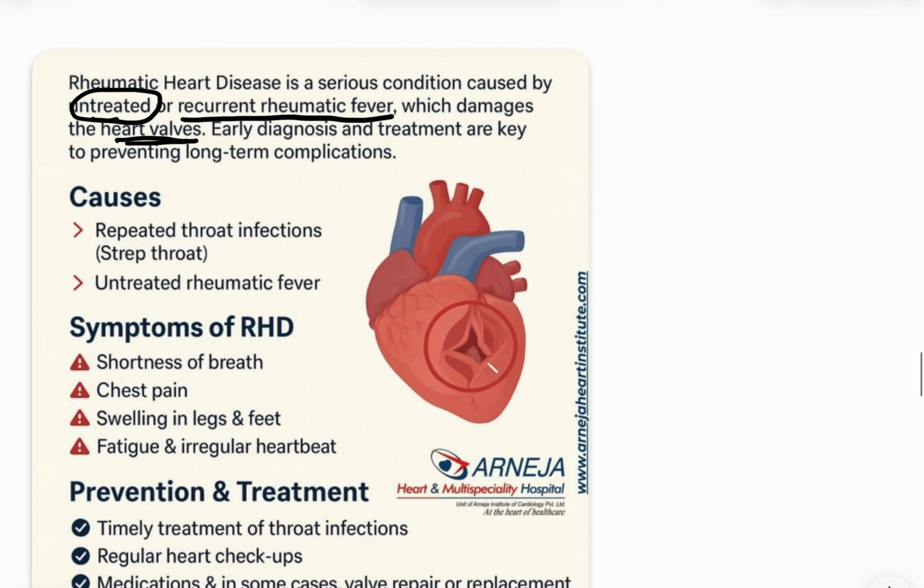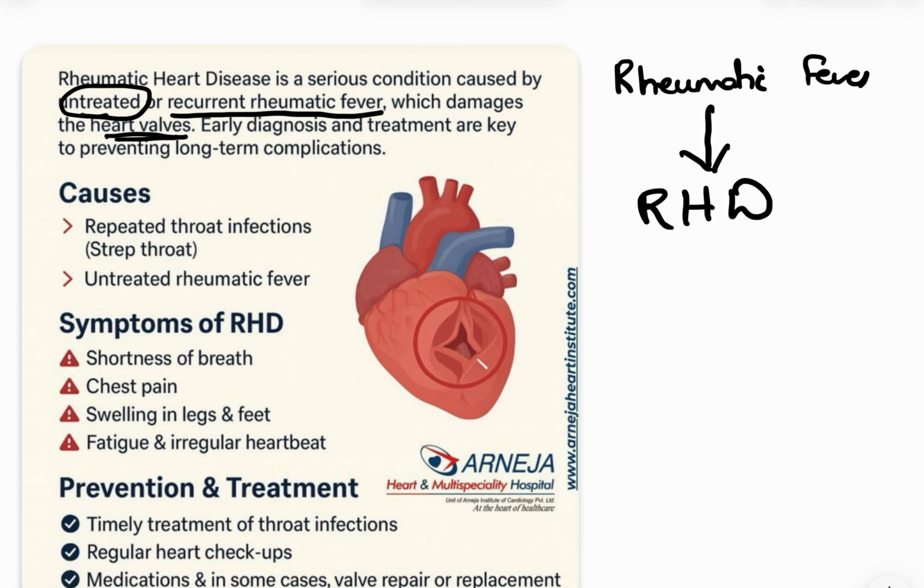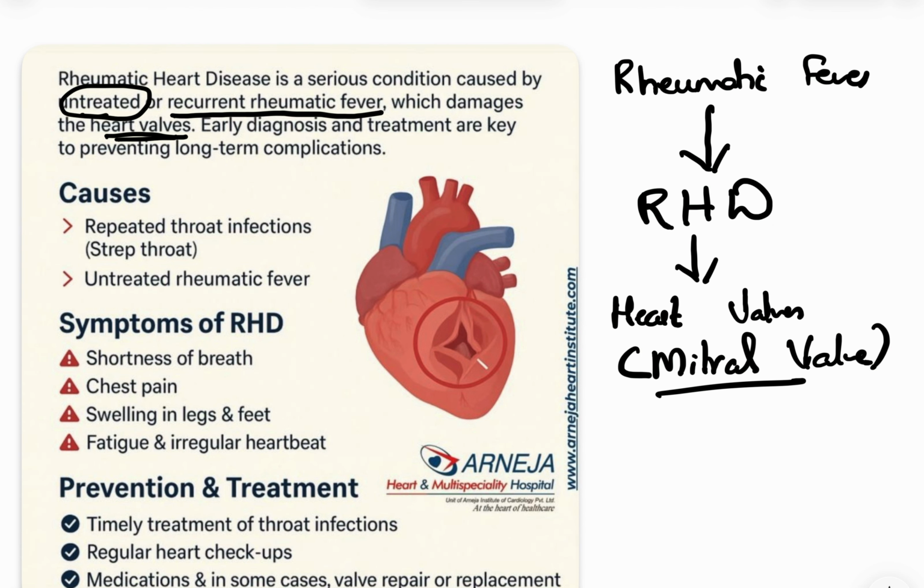Okay, so remember, if a patient has got a recurrent rheumatic fever and is not getting any treatment, the patient can go to the complication called rheumatic heart disease, and this is going to affect the heart valves. When I say valves, I want everybody to know the most important valve affected in rheumatic heart disease is the mitral valve or bicuspid valve. Somebody says rheumatic heart disease, remember the mitral valve is the valve under the most risk.